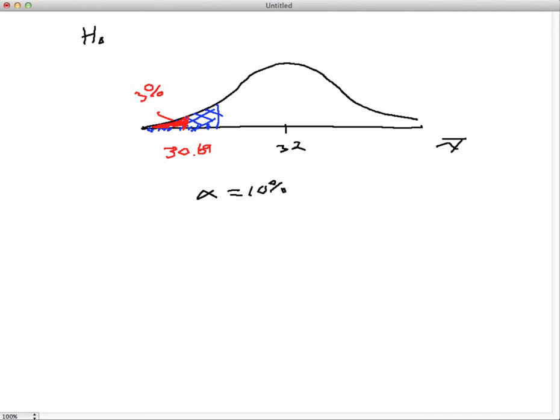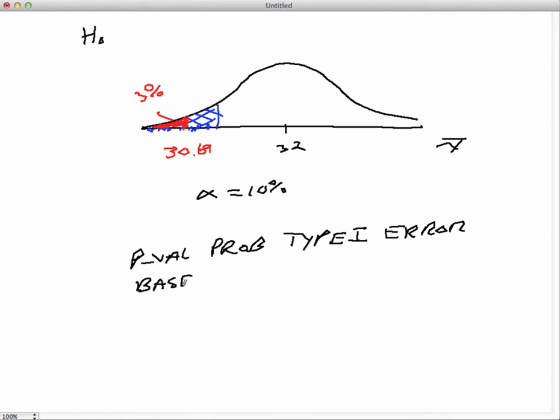So one interpretation of the p-value, one way of thinking about the p-value, is that the p-value is basically the probability of a type 1 error based on the observation and not on my decision rule. If you can make that make sense to you, that's a really good thing to know, okay? So that's based on the observed value.